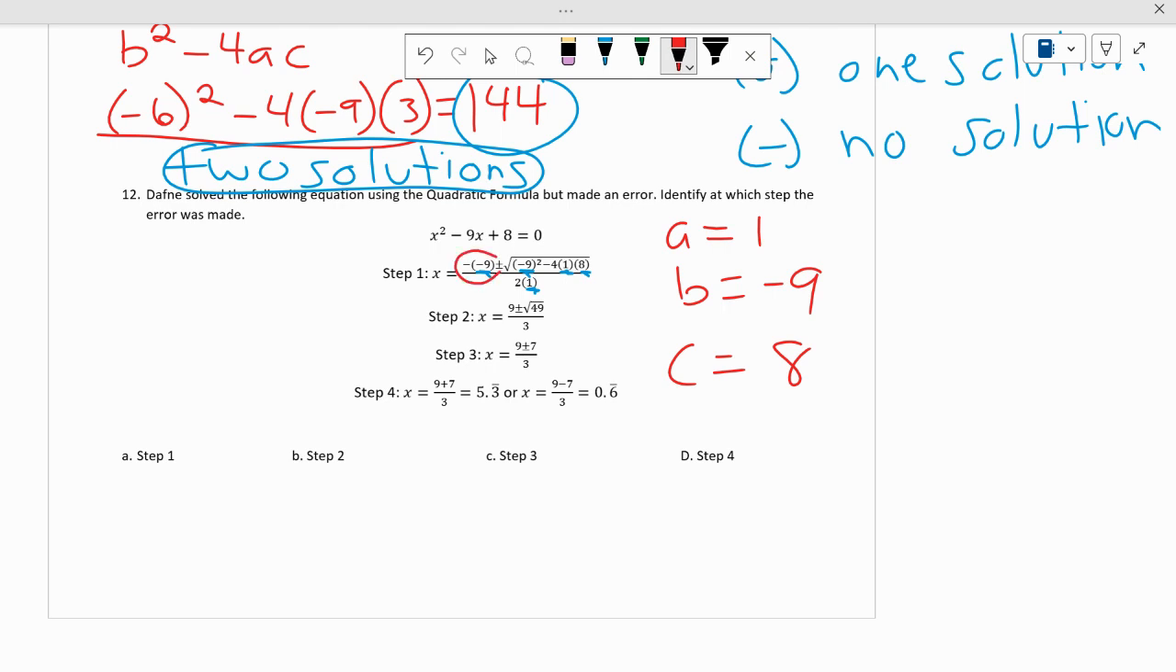Step 2, she multiplied those two. A negative times a negative is a positive, so that positive 9 is good. She plugged this into the calculator, what's under the radical, and that does equal 49. And then she multiplied the bottom, 2 times 1. 2 times 1 is 2. She put a 3. So the mistake was in step 2. She made a calculation mistake. 2 times 1 is not 3. 2 times 1 is 2.